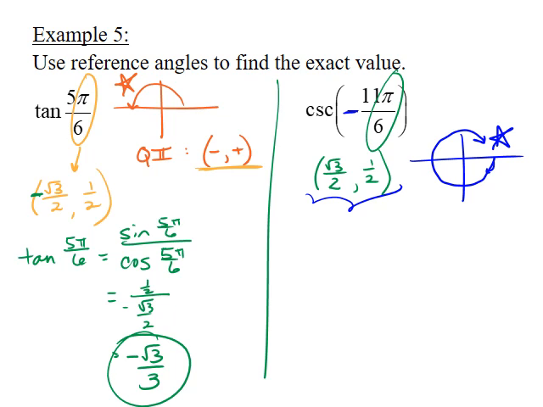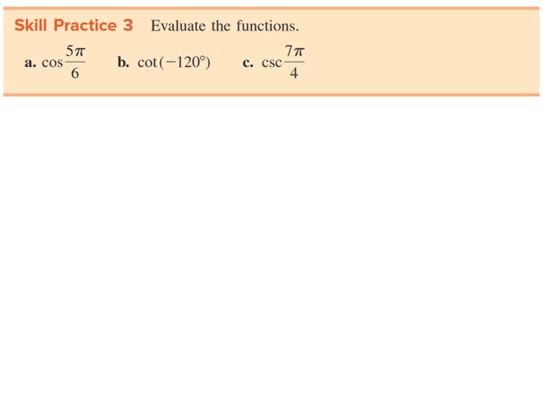Cosecant is the reciprocal of sine, and sine is 1/2. So we can conclude that cosecant of negative 11 pi over 6 is equal to 2 over 1, or 2 in this case. Pause this and see what you can come up with.